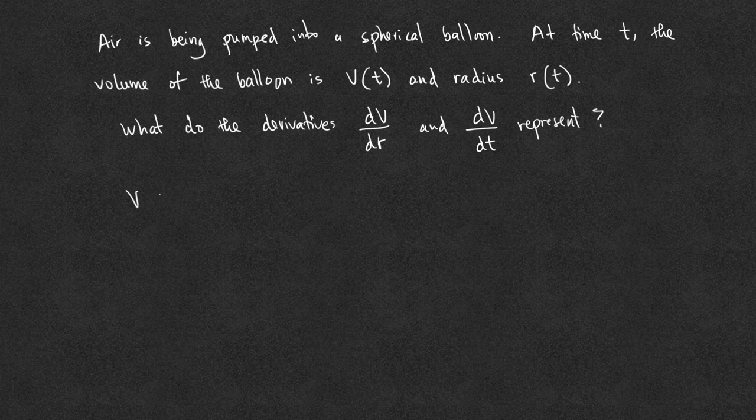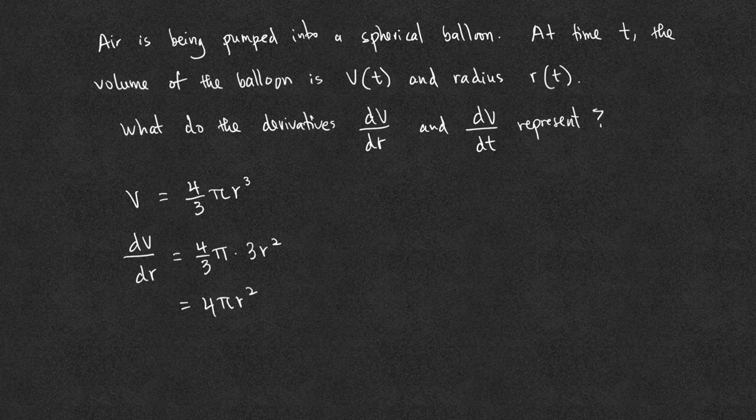The volume of the sphere is 4/3 pi r cubed. If we differentiate V with respect to r, it is straightforward. 4/3 pi is a constant multiple. The derivative of r cubed with respect to r is 3r squared. And so this is 4 pi r squared.